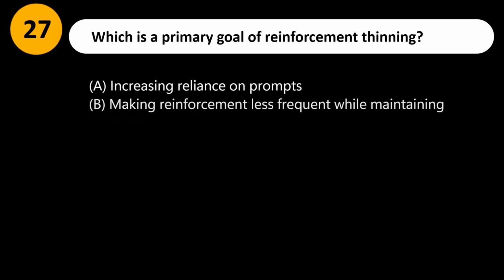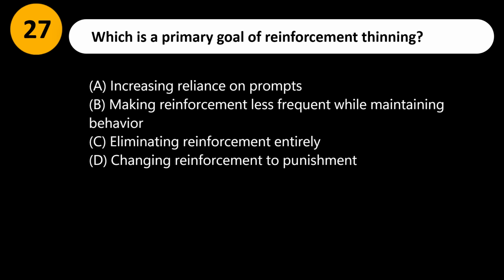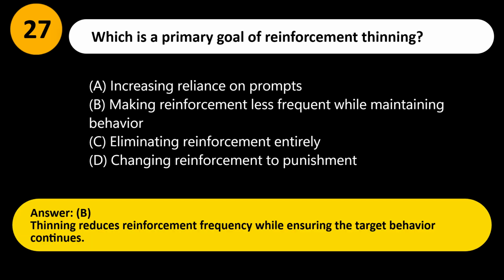Which is a primary goal of reinforcement thinning? A. Increasing reliance on prompts. B. Making reinforcement less frequent while maintaining behavior. C. Eliminating reinforcement entirely. D. Changing reinforcement to punishment. Answer, B. Thinning reduces reinforcement frequency while ensuring the target behavior continues.